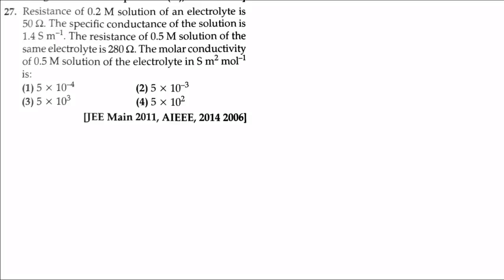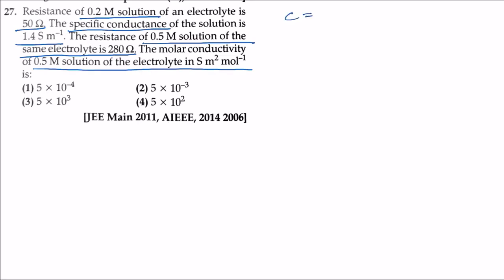Question: The resistance of a 0.2 M solution of an electrolyte is 50 ohm. The specific conductance, also known as conductivity, of the solution is 1.4 per ohm per meter. The resistance of a 0.5 M solution of the same electrolyte is 280 ohm. The molar conductivity of the 0.5 M solution of the electrolyte, in per ohm meter square per mole, is?